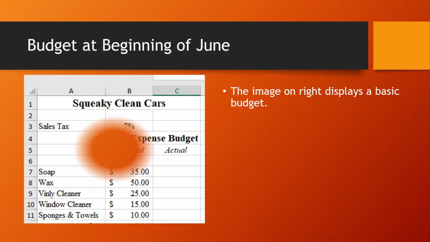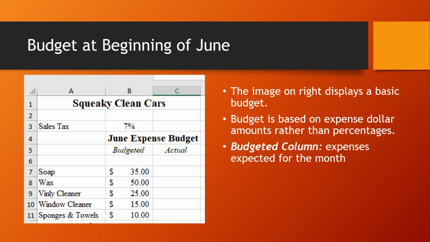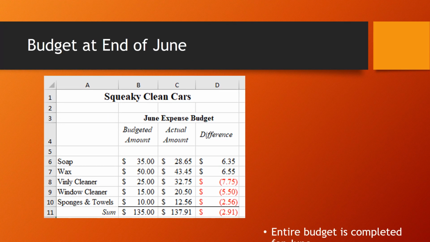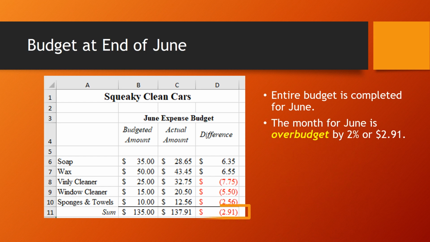The image on the right displays a basic expense budget. The budget is based on expense dollar amounts rather than on percentages. The budget column represents expenses expected to be incurred for the month of June. The actual amount column is the amount of expenses actually incurred for the month. The entire budget is now completed for June. The month for June is over budgeted by 2% or $2.91.